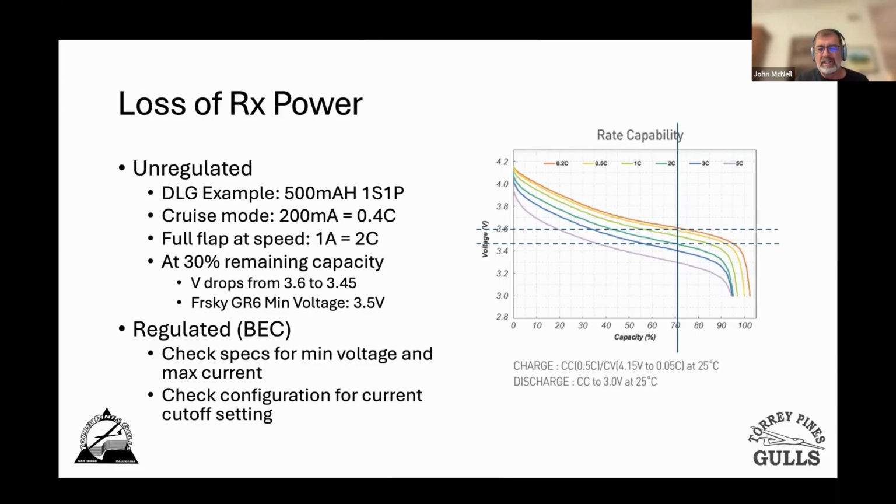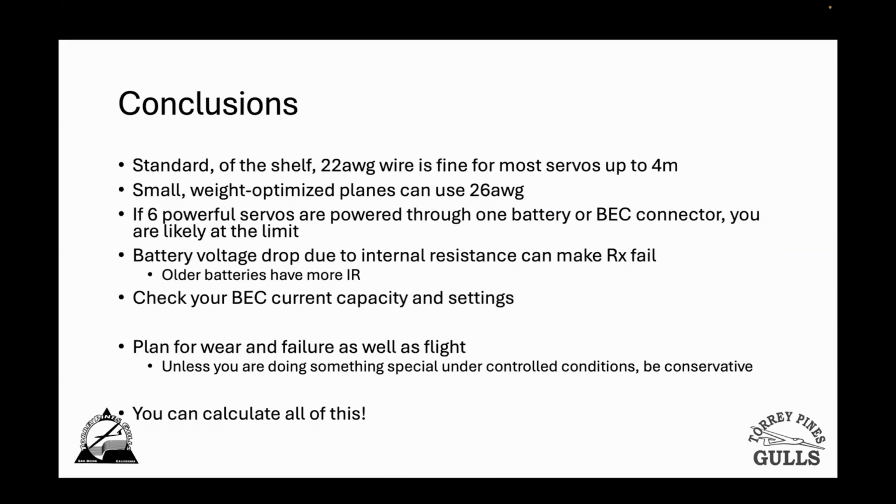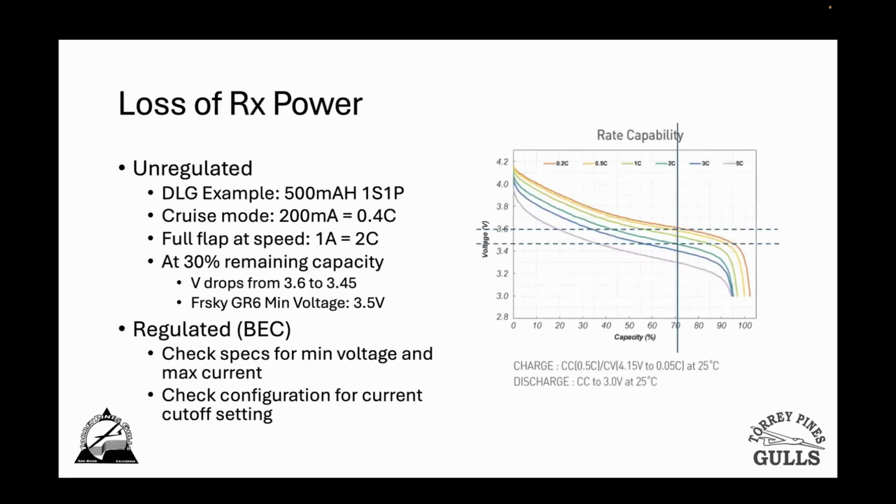We already talked about the regulated BECs. They have their own limits. They behave differently than batteries. Some kinds of regulators fail catastrophically. Some fail gently. So let me pause for questions here, and then I'll do conclusions and then questions again.